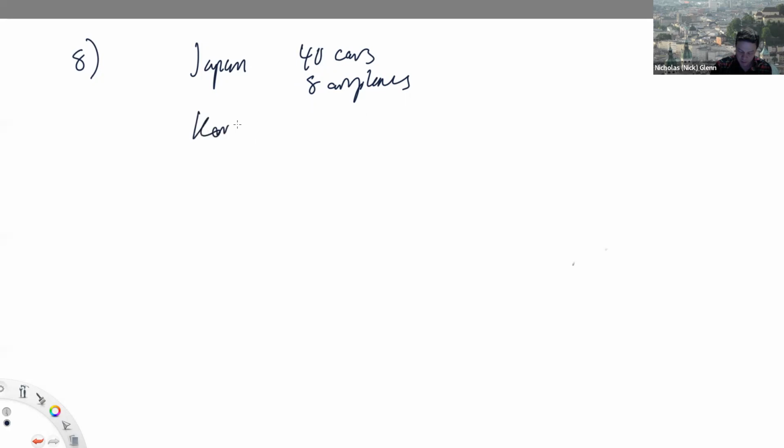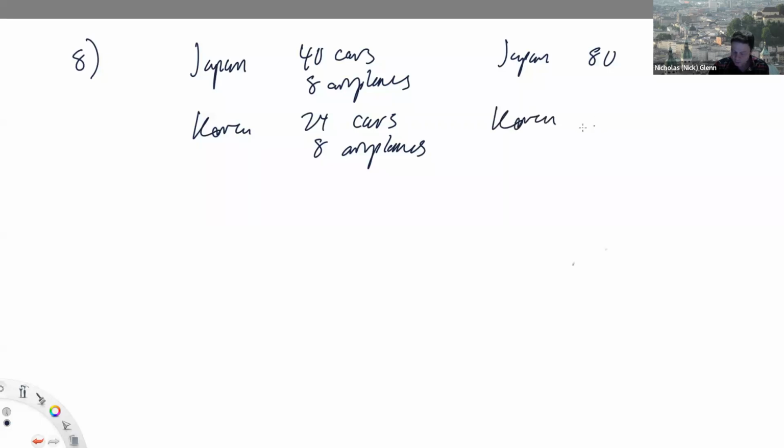What about Korea? Well, for them, they can only produce 48 cars, so they'll produce 24 if they spend half their time doing that. And airplanes is the same thing. It's 8, the same as Japan. All right. Now, if they both specialize in what they're best at, where they have a comparative advantage, Japan will produce 80 cars. Well, what about Korea? Well, they'll produce 16 airplanes.